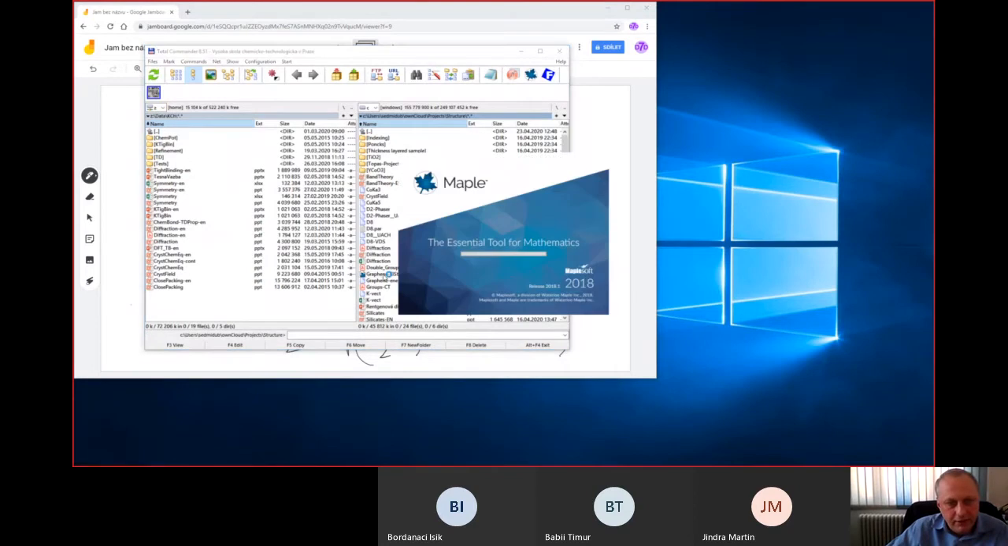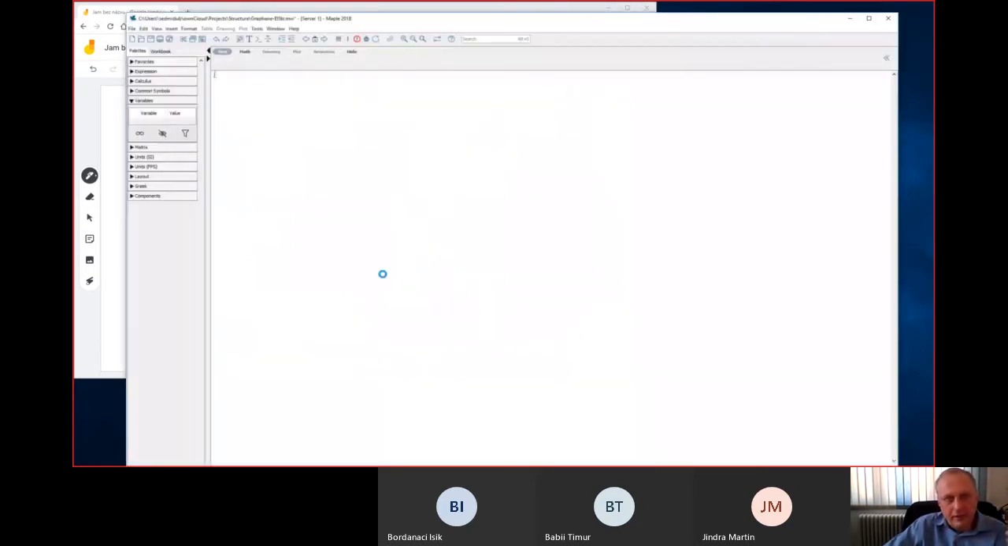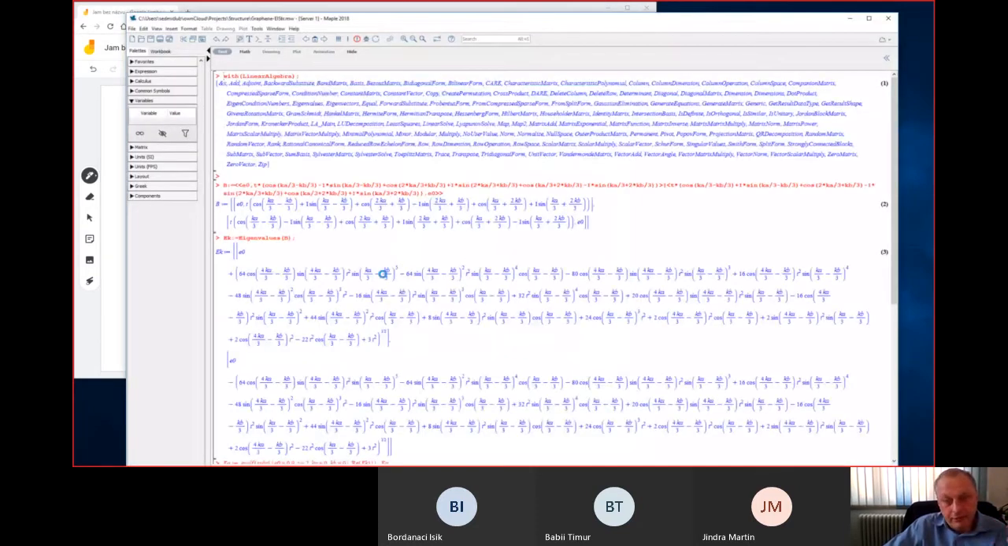And Maple is available. You can download it and install it on your computer, but you must be in the domain of UCT Prague, so that it is a server license, and at the installation you have to input the IP address of the license server, and then if you are in the UCT domain you are authorized and you can run your Maple program.